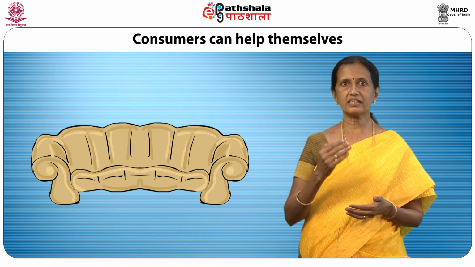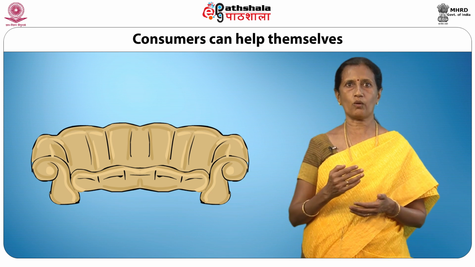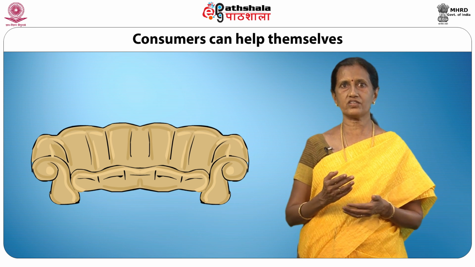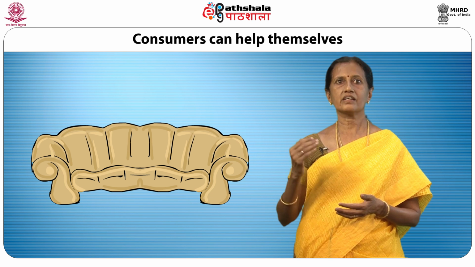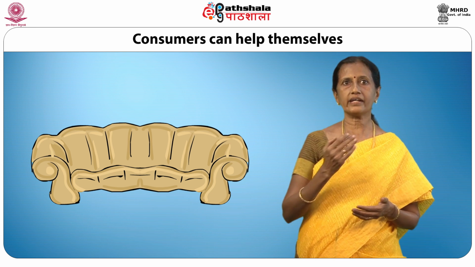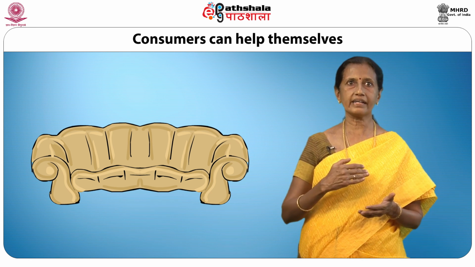Getting right information. Vague information regarding the products does not help the consumers in making proper decisions. In such cases, the consumer must insist on getting required information from the manufacturer, dealers or retailers.